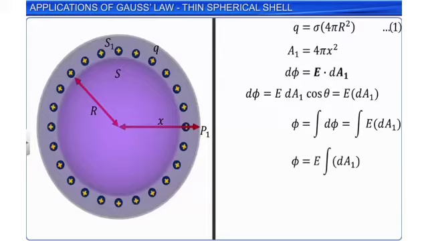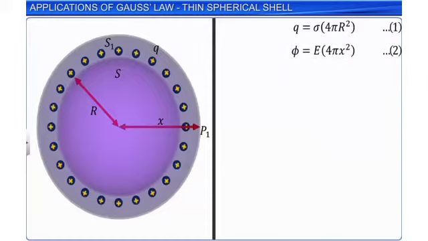Now, integral dA1 is equal to A1, where A1 is the area of the imaginary Gaussian surface S1, which is equal to 4 pi x square. Therefore, total electric flux phi is equal to E into 4 pi x square. Let this be equation 2.